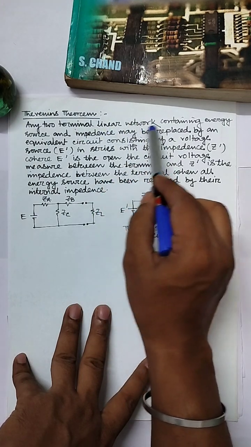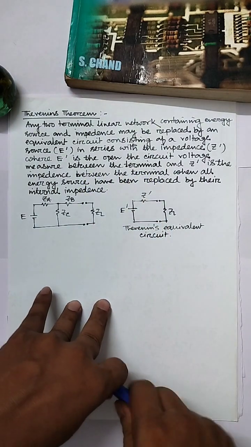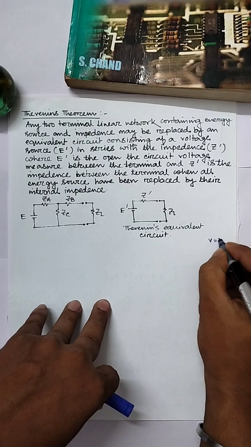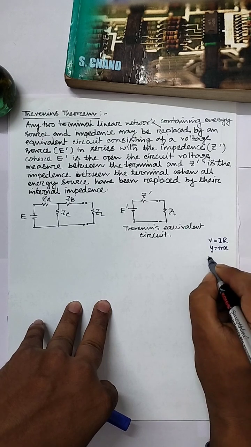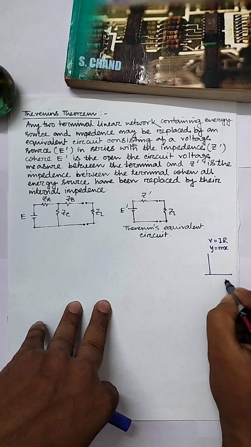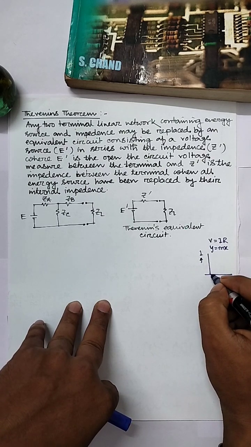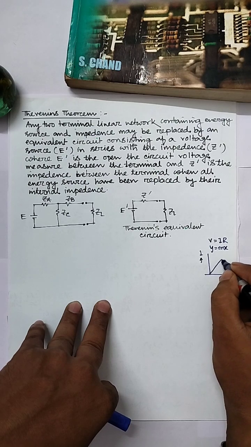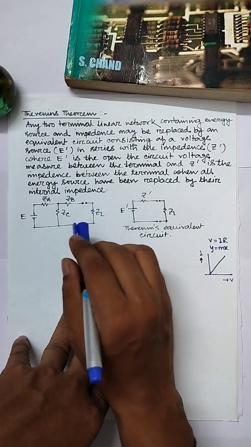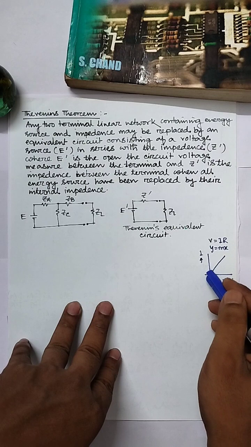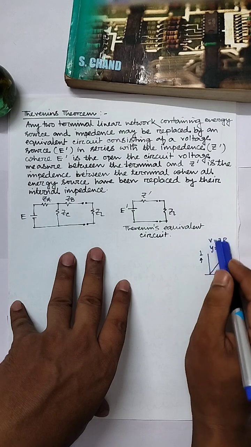Here the linear network is the network which obeys Ohm's law. The formula of Ohm's law is V equals IR, which is equivalent to y equals mx. If we draw the characteristics with voltage along the x-axis and current along the y-axis, the characteristic is a straight line passing through the origin, that means linear. So the current-voltage characteristic of the circuit should be a straight line passing through the origin, and must obviously follow Ohm's law V equals IR.